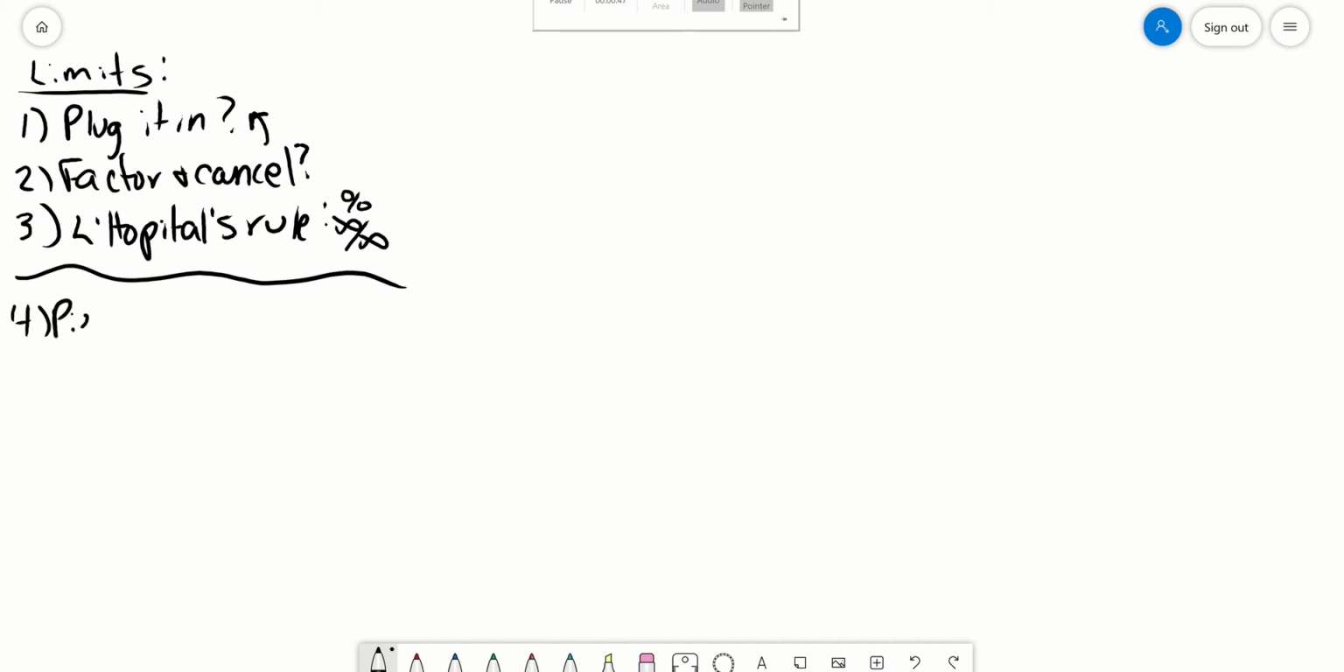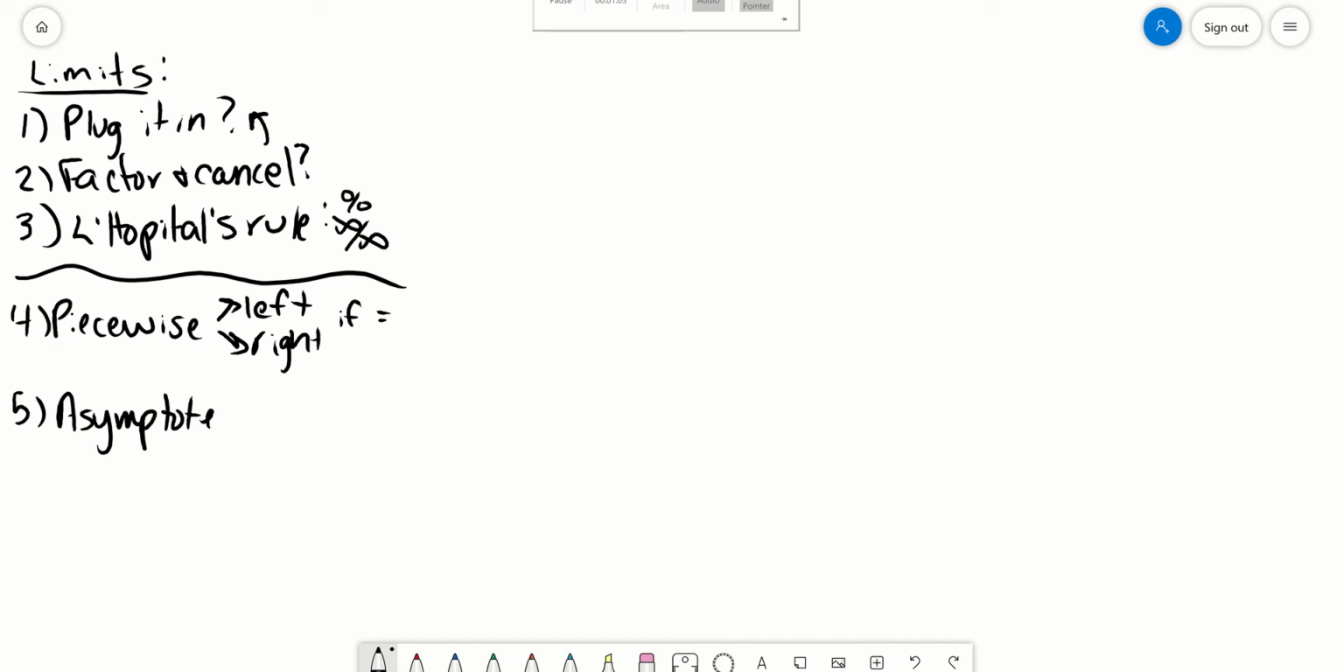If you're looking at something that is a piecewise function, you need to plug it into the left and to the right and see if they are equal. And we'll look at an example of that. If you're dealing with something you know is an asymptote, you're going to need to check the appropriate side to see if it's positive or negative. And again, we'll look at something like that.